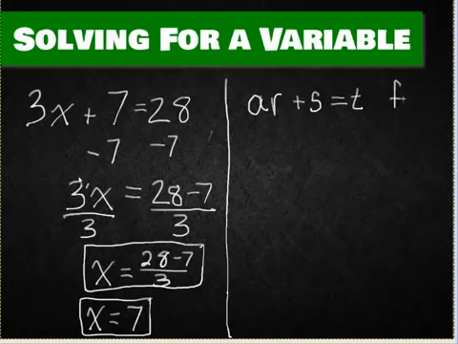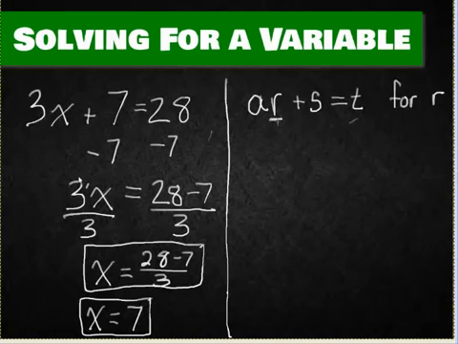Now let's solve this. I could solve it for S, or for A, or for R. But for this example, I'm going to choose to solve it for R. So I want to get the R all by itself. We're going to take a look at AR plus S equals T, and compare that to the equation that we just solved, 3x plus 7 equals 28.